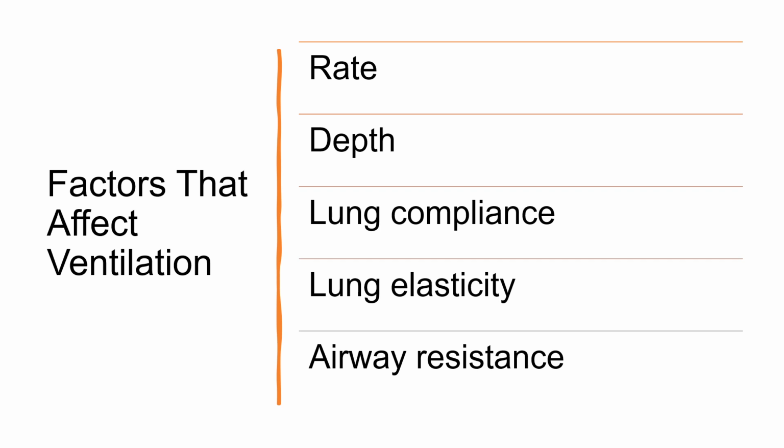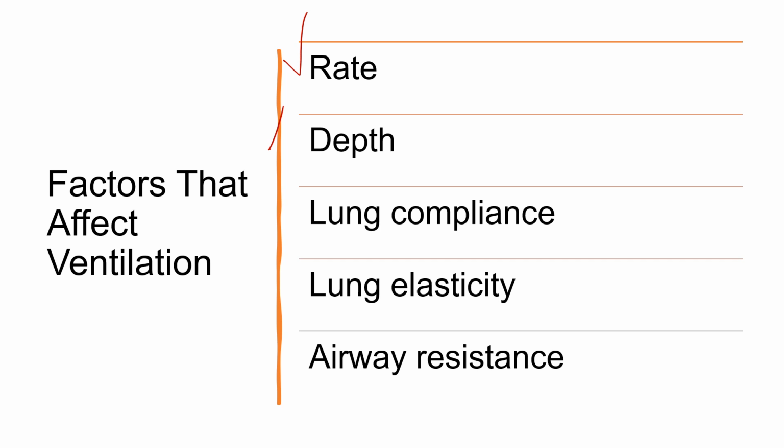Now we're going to go over factors that affect ventilation. And again, ventilation is just us breathing in and us exhaling out. The first thing here is the rate, your rate of ventilation. If you're breathing really fast or you're breathing really slow, that is going to affect how much oxygen and carbon dioxide is in your blood. Then the depth of your ventilation. If you take really deep breaths, and on the other side, if you take very shallow breaths, that can affect the levels of carbon dioxide and oxygen in your blood.